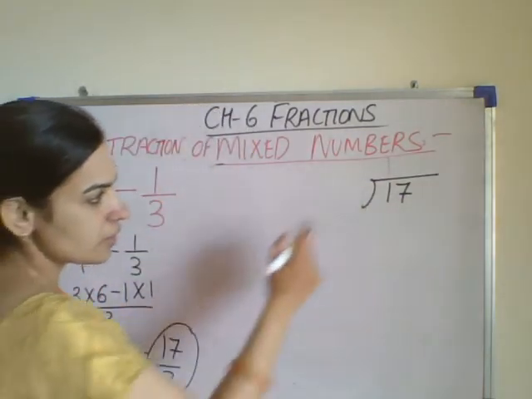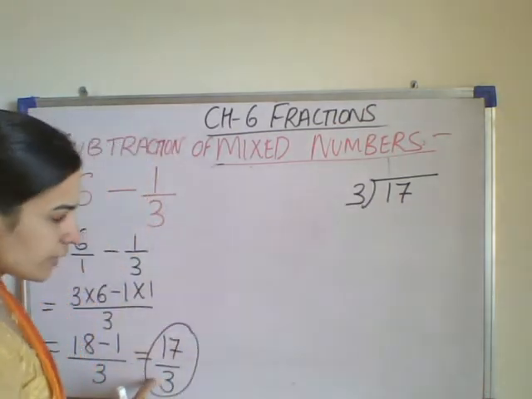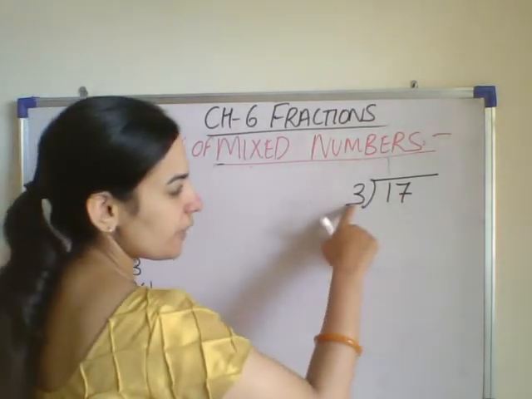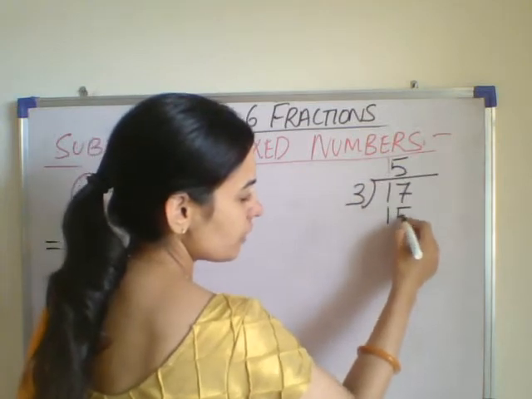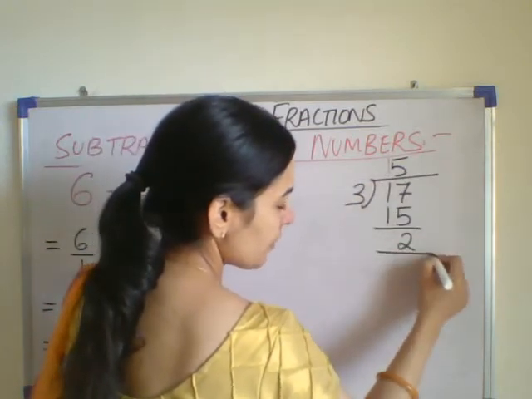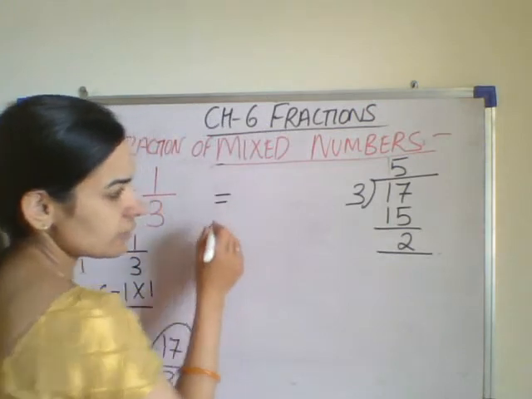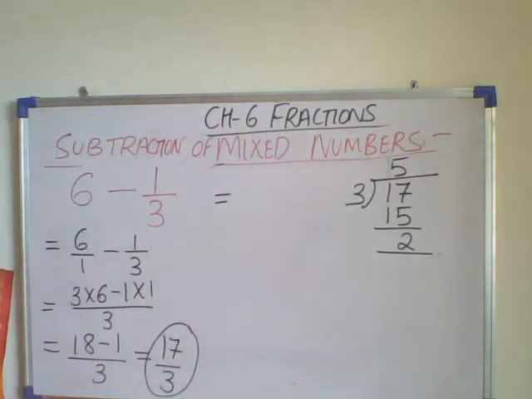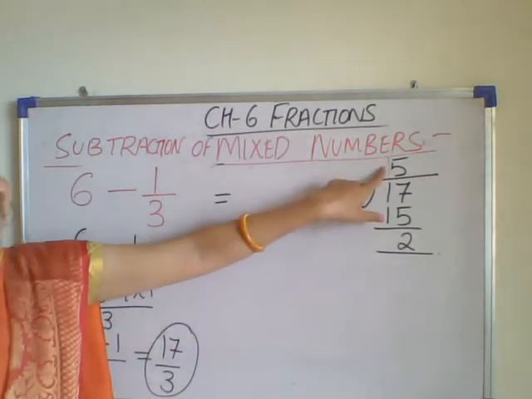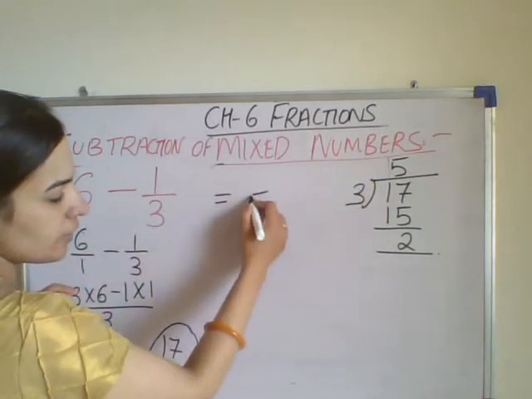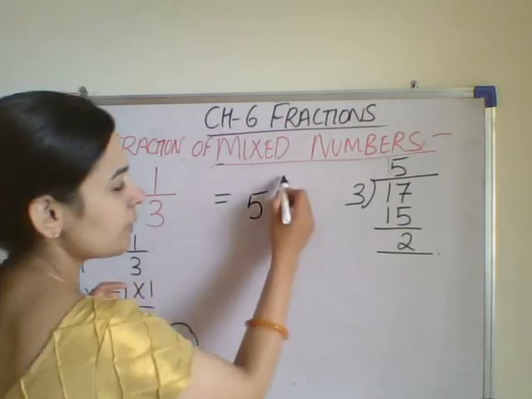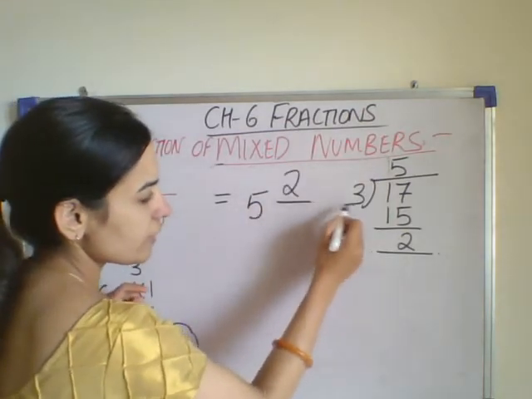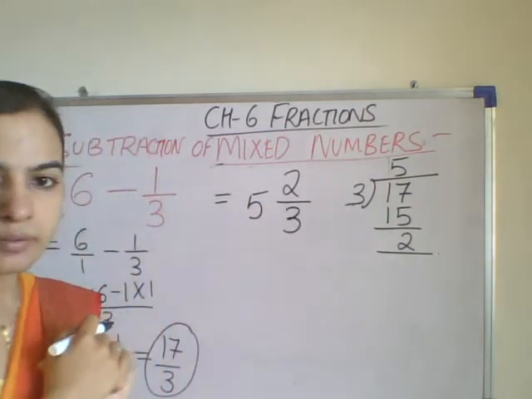17 is here. We will be dividing this by 3. So if we divide 17 by 3, 3 5s are 15. 2 is the remainder. So how will I be writing this? I will be writing 5 here, and the remainder, that is 2, I will be writing above, and the divisor I will be writing here.